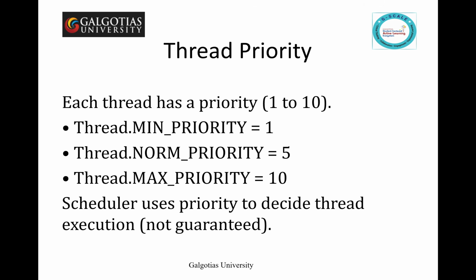Each thread in Java has a priority value ranging from 1 to 10. Thread.MIN_PRIORITY is 1. Thread.NORM_PRIORITY is 5. And Thread.MAX_PRIORITY is 10. The thread scheduler uses priority to decide which thread gets CPU time first. However, priority is not a guarantee. It depends on the JVM and operating system.